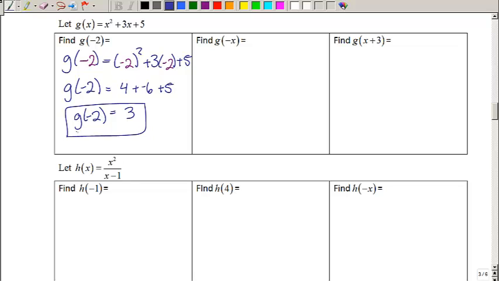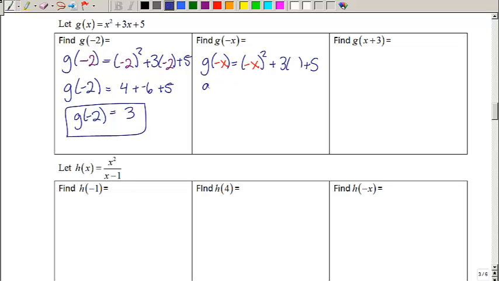Next, I'd like to find g of negative x. Negative x is an expression, but I'm going to do the same thing. g of x is equal to x squared plus 3x plus 5. Every place that I see an x, I'd like to come in and erase and replace the x with the expression that's inside the parentheses. This time I'm replacing with negative x.